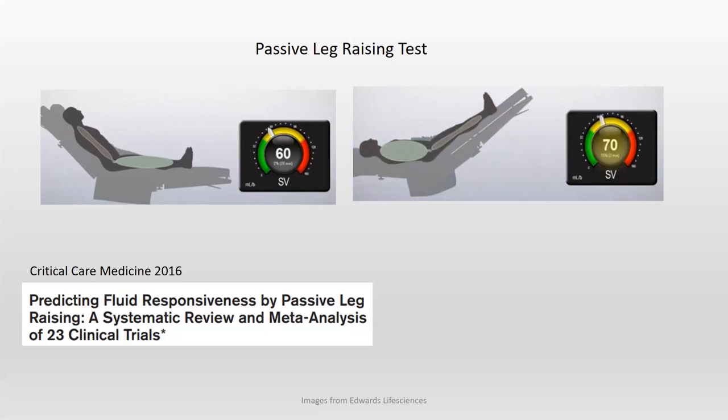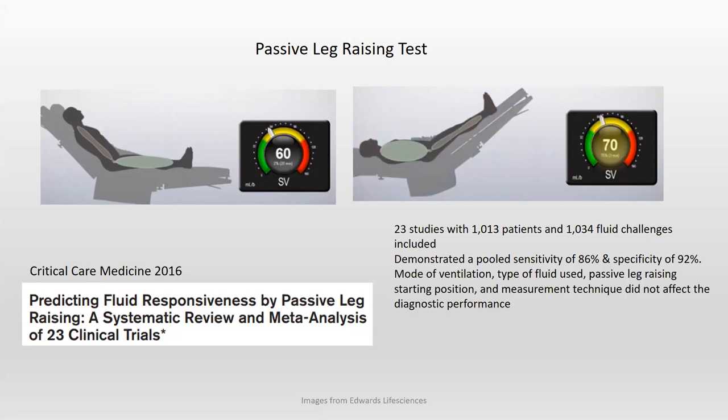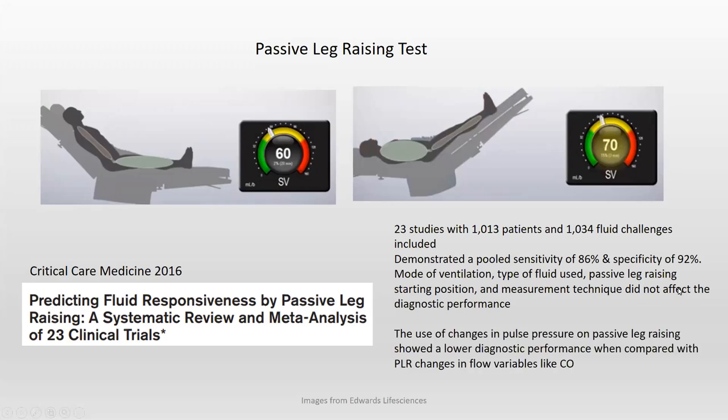And in 2016, a systematic review was published. It included 23 studies, 1,000 patients, and 1,000 fluid challenges, and demonstrated a pooled sensitivity of 86% and a specificity of 92%. It accounted for the mode of ventilation, type of fluid used, passive leg raising starting position, and measurement techniques, which did not affect diagnostic performance.